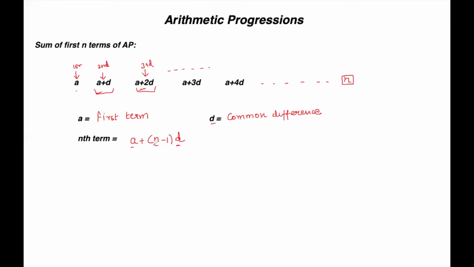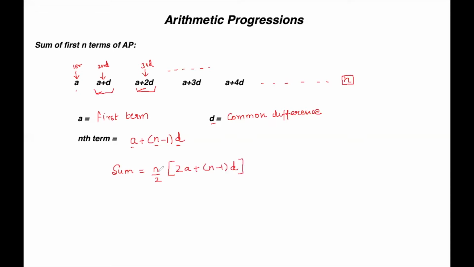Now, supposedly I say I need to find the sum of all the terms, or I can say the sum of the n terms of AP. If I have n terms in my AP, I need to find the sum of all the terms. So what would be the sum of the terms? So the sum of an AP of n terms is given by n by 2 times (2a plus (n minus 1)d).